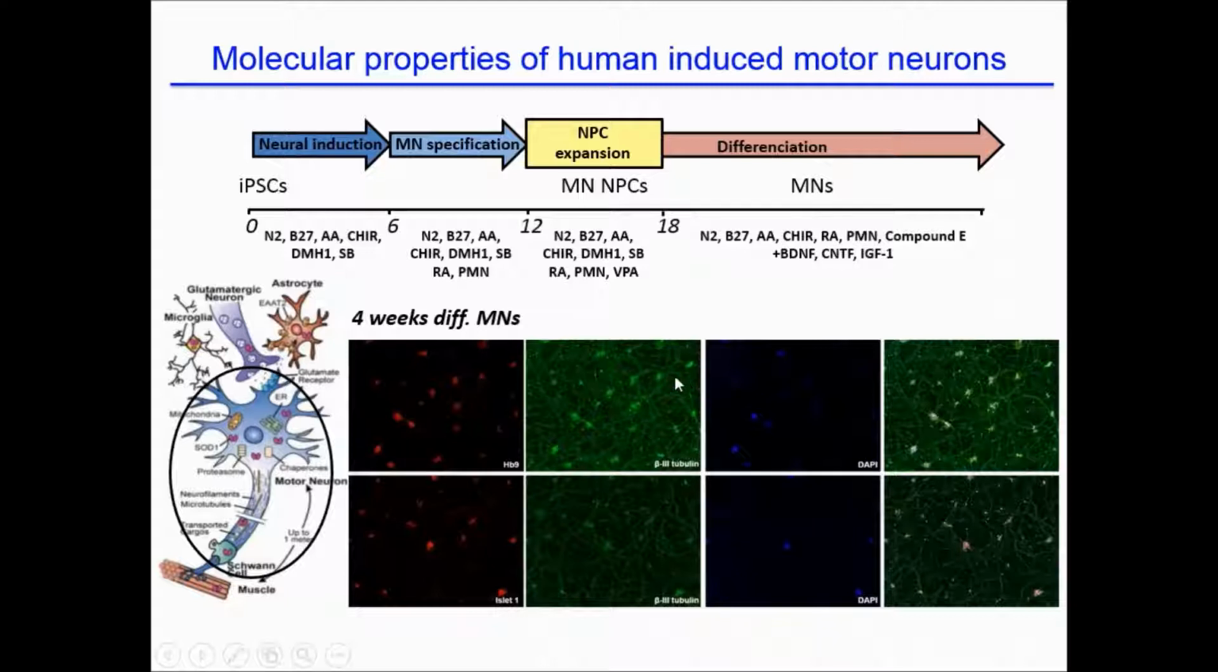And so we stain them for tubulin to see the entire network of neurons. But again, we make sure that they express the right specific markers for motoneurons, HB9 and ISL1. And so those stainings are done for every cell line we're using.